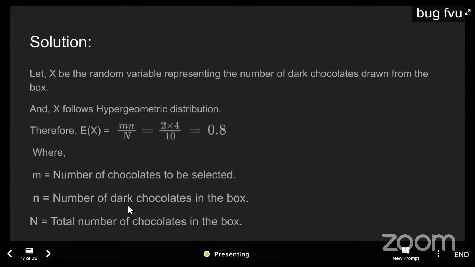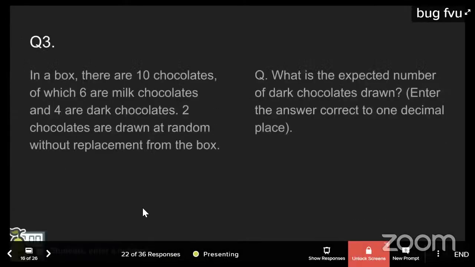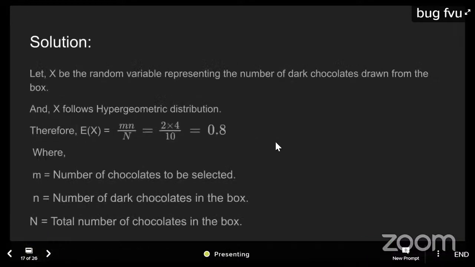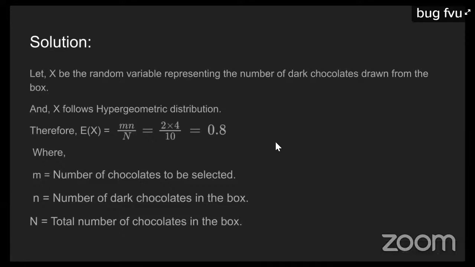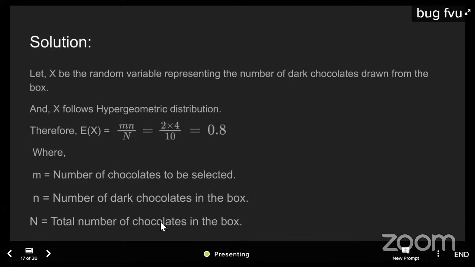Small m is the number of dark chocolates in the box. We know that there are 4 dark chocolates in total, right? Okay, sir, got it. Clear everyone or any doubt? Sir, I think we have interchanged it here, small m is with capital M. Okay. Sir, if the question was, sorry, yeah, continue.